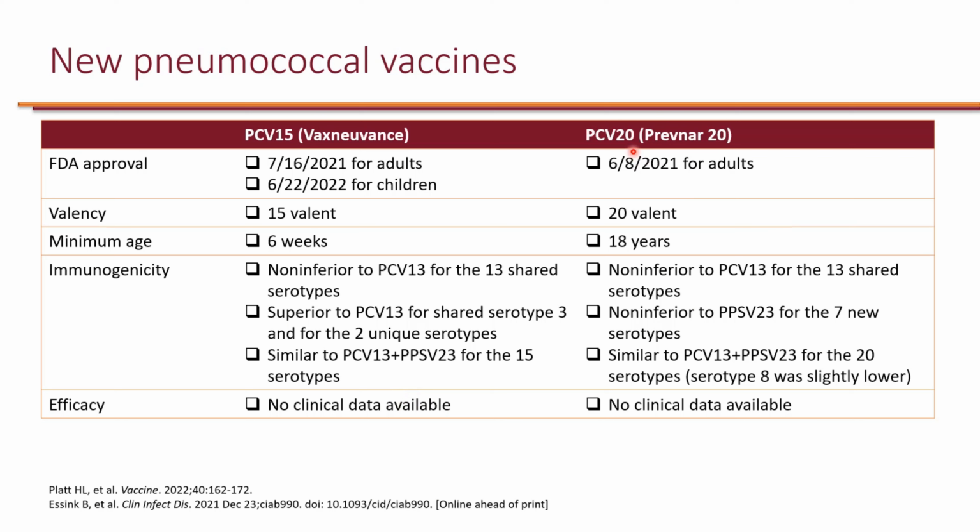Now the same can be said about PCV20. It has all the 13 serotypes from PCV13, and it has 7 new serotypes in it, and it has been shown to be non-inferior to PCV13 with the 13 that are shared. PCV20 is also targeting more of those serotypes in PPSV23, in the hopes of eliminating the need for getting PPSV23. And it has been shown to be non-inferior to those 7 serotypes that are also included in PPSV23.